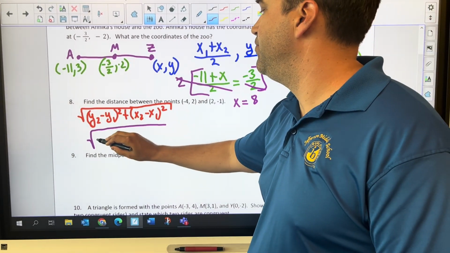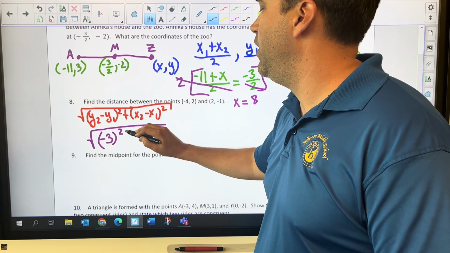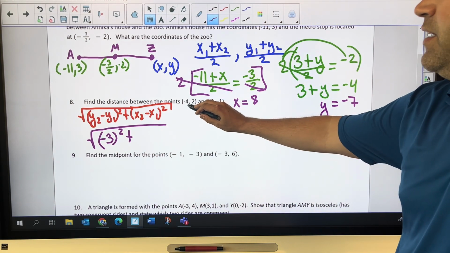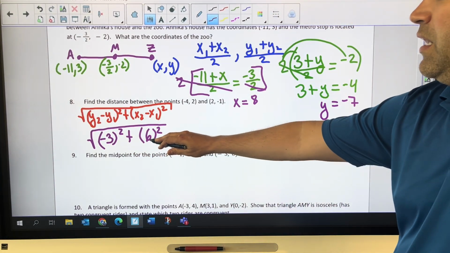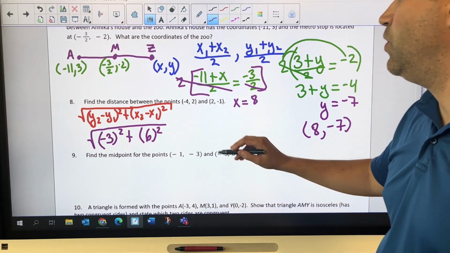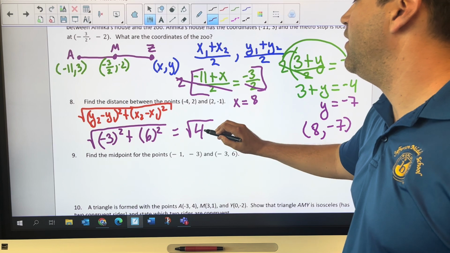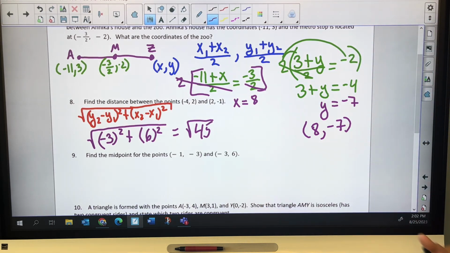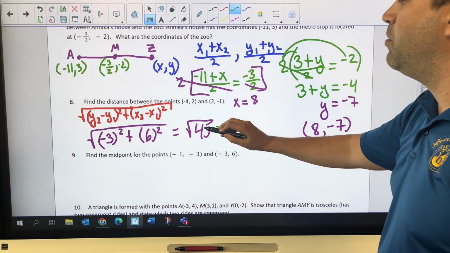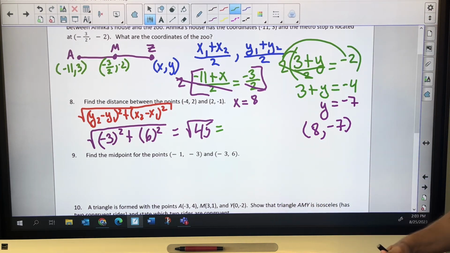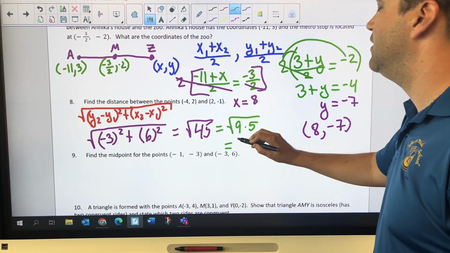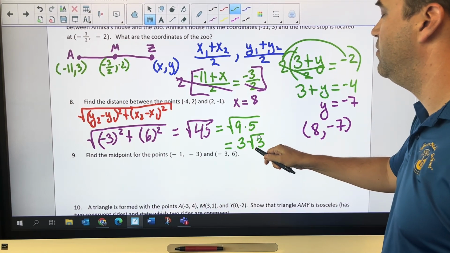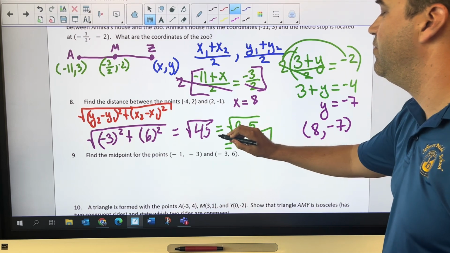-1 minus 2, -3 squared, plus 2 minus -4, 6 squared. We end up with 9 plus 36, which is 45. So we've got the square root of 45. A lot of times that's going to be okay. What I'm going to ask is that you make sure that you're simplifying that radical. Remember, we're looking for perfect squares hidden in 45, perfect square factors. Here we've got the square root of 9 times 5, which is going to simplify down to 3 root 5, right there.